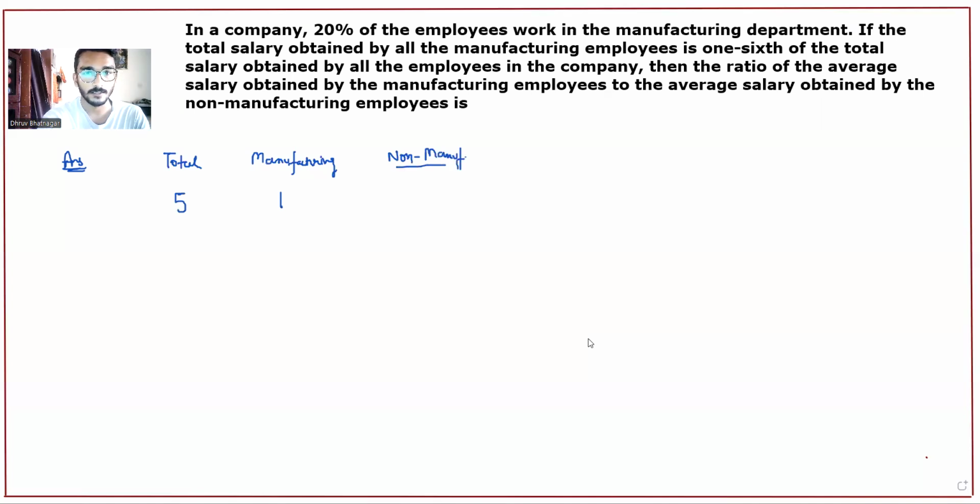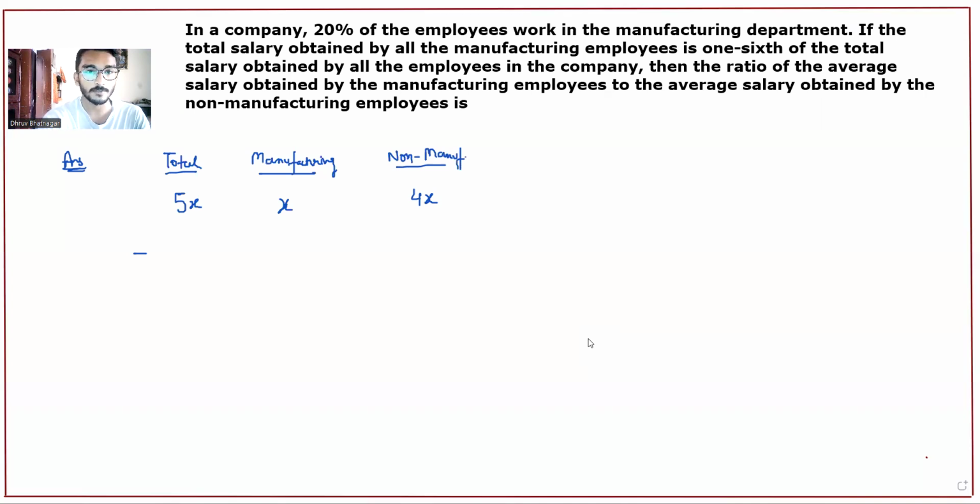So if you're getting confused, should I write 5x or 5? You can take 5x to be on a safer side, but it doesn't affect much. So this is 4x employees are in the non-manufacturing department. Now the next line is total salary obtained by all the manufacturing employees is 1/6 of the total salary obtained by all the employees in the company.